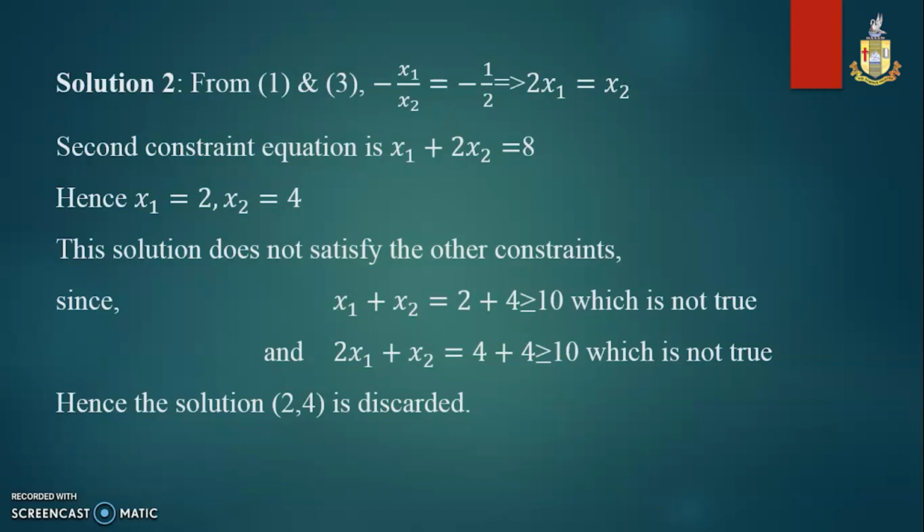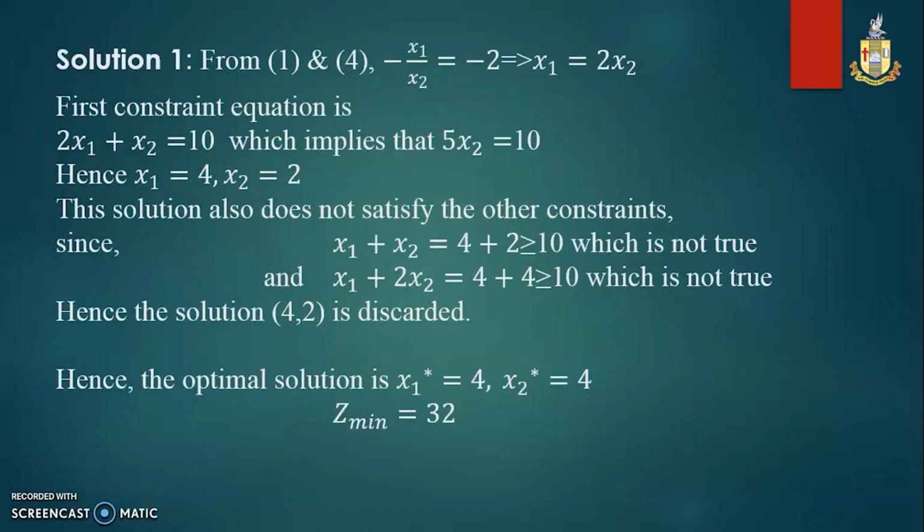This solution does not satisfy the other two constraints. Since x1 plus x2 equal to 2 plus 4, which is equal to 6, and 6 is greater than or equal to 8, which is not true. And 2x1 plus x2 equal to 4 plus 4, that is equal to 8. 8 is greater than or equal to 10, which is not true. Hence, the solution 2, 4 is discarded.